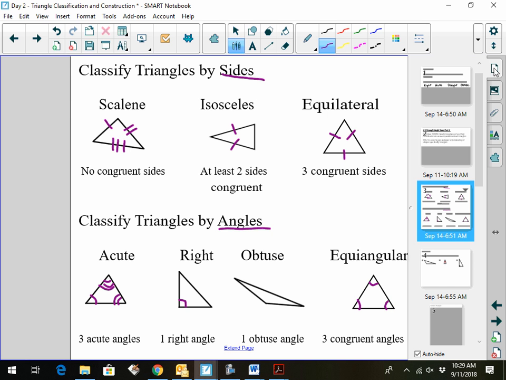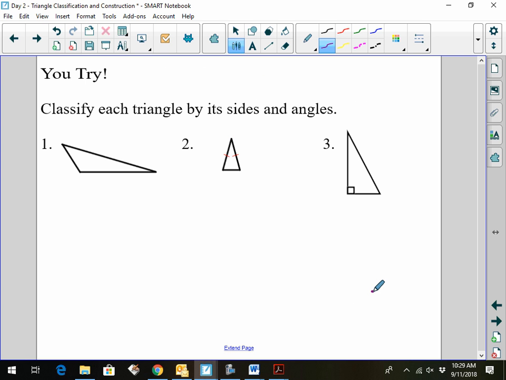So let's try, you try. Pause the video and classify each of these by their sides and by their angles. Now that we've come back, let's take a look. In this first one, we notice that we've got a really short side, a longer side, and then this is the longest side. So classifying it by its size, we have a scalene, and then we have an angle that's greater than 90, so it's scalene and obtuse.